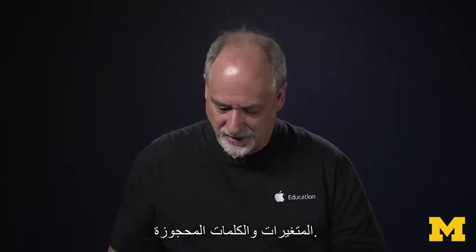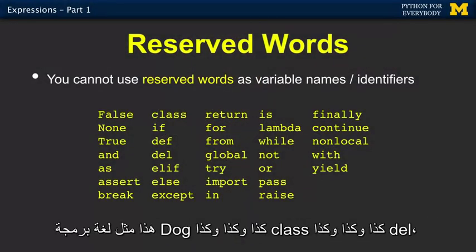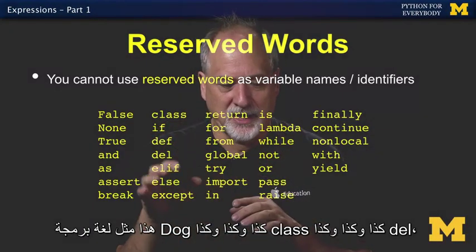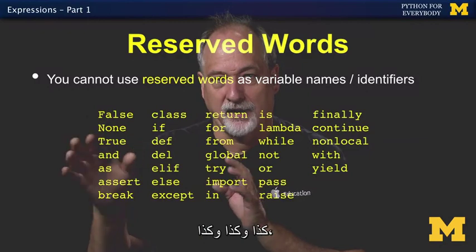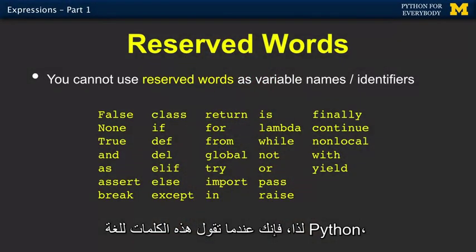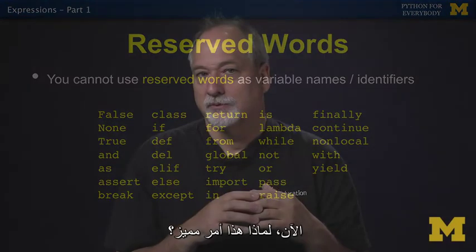Variables and key and reserved words. So the other thing other than constants are reserved words. And as I said in an earlier lecture, these are like dog language. Blah, blah, blah, class, blah, blah, del, blah, blah, else, blah, blah, lambda. So these are words that when you say them to Python, Python expects them to mean exactly what Python wants you to mean. Now, why is this special?